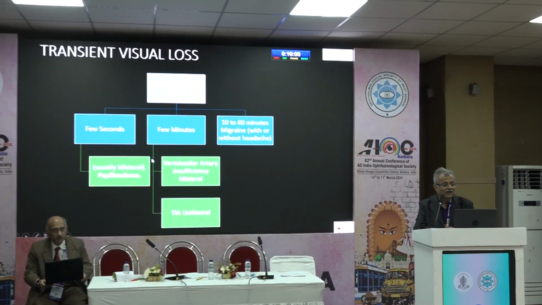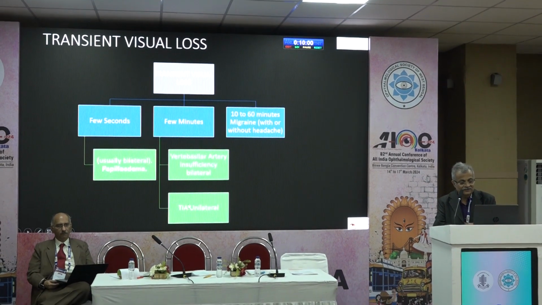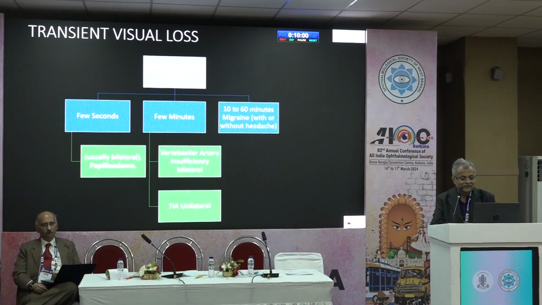Now, causes of sudden loss of vision could be transient vision loss, where vision returns to normal within 24 hours, usually within 1 hour, or vision loss which lasts more than 24 hours. The causes would differ. When it's transient vision loss for a few seconds, it could be usually bilateral papilledema, where the patient may get up with blurring of vision, or when there is a change in posture, the vision may be blurred for a few seconds. For a few minutes, classically we call it transient ischemic attack or amaurosis fugax.